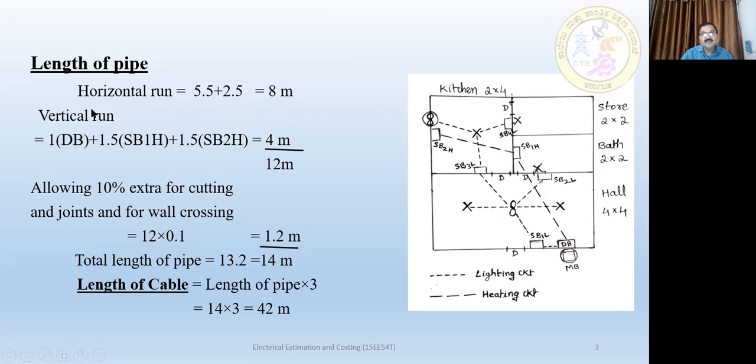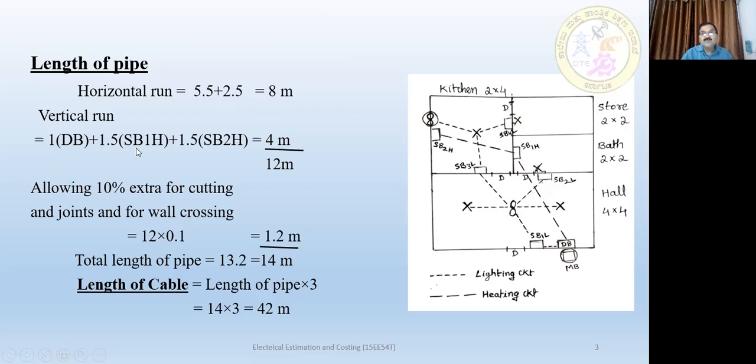Now the vertical run. This you cannot see in the diagram; we have to imagine it. At DB, it is written here 1 meter. So the vertical run at DB is fixed at a height of 2 meter. From there, it runs 1 meter vertically to the ceiling. So that is 1 meter.